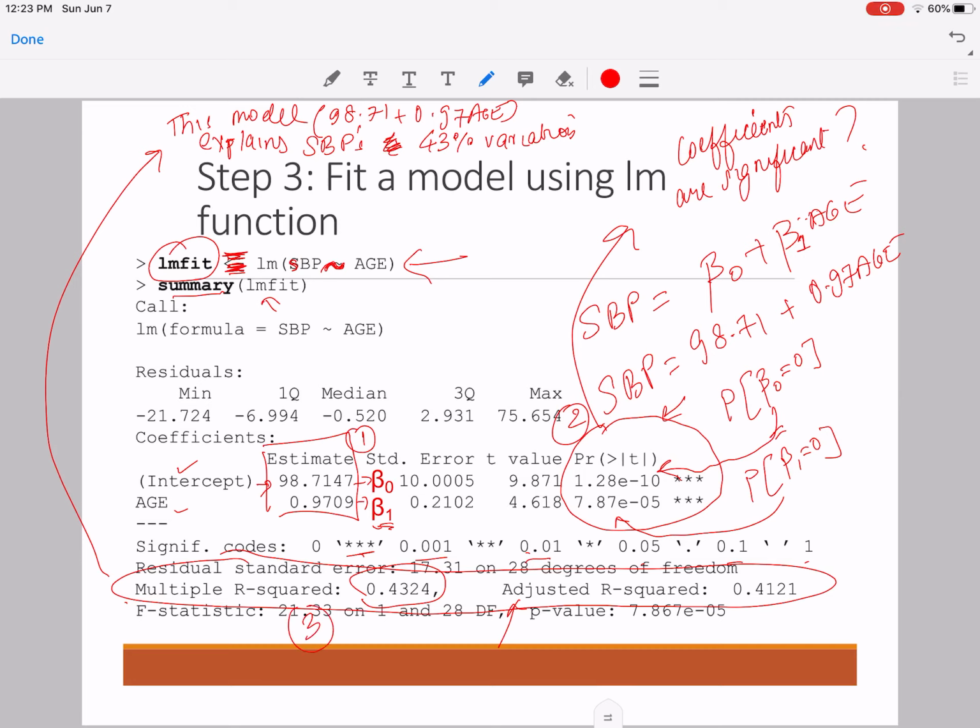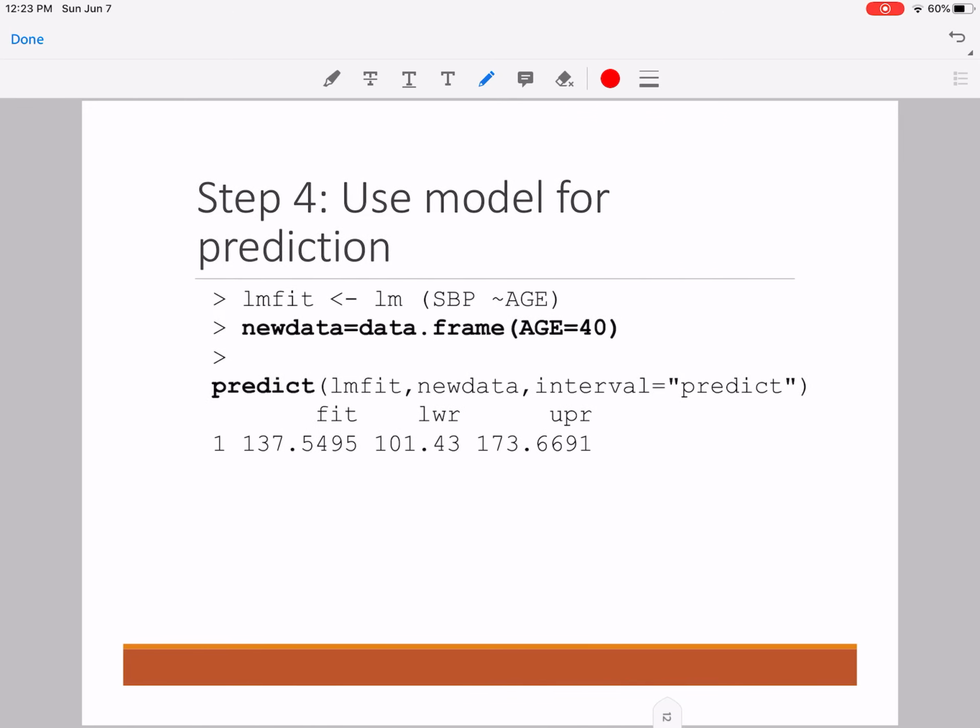So these are the 3 items that you should look into to perform model selection. You look into the individual regression coefficients, you find out how significant these regression coefficients are, and then you finally find out how significant this entire model is itself. So these are the 3 steps that you should be looking into when you look into the summary of the model that you have fit.